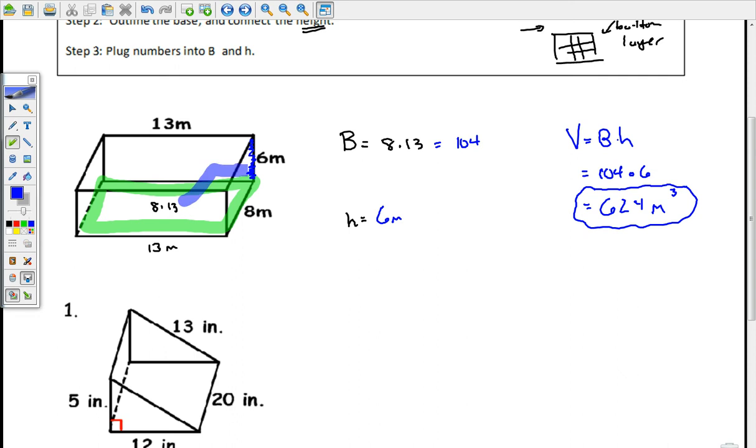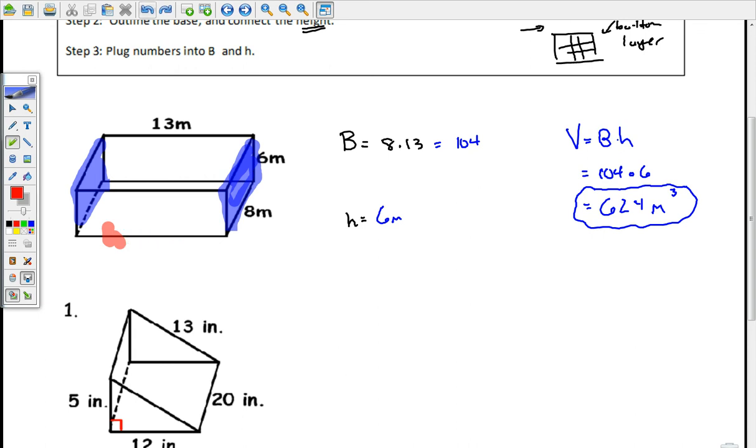Just so you can see the other way to do this, you can erase this whole picture. You don't have to, but you could do this with the right side being the base. If the right side is the base, what does that make the height? The other base would be the opposite side, so the height would be this distance right here.